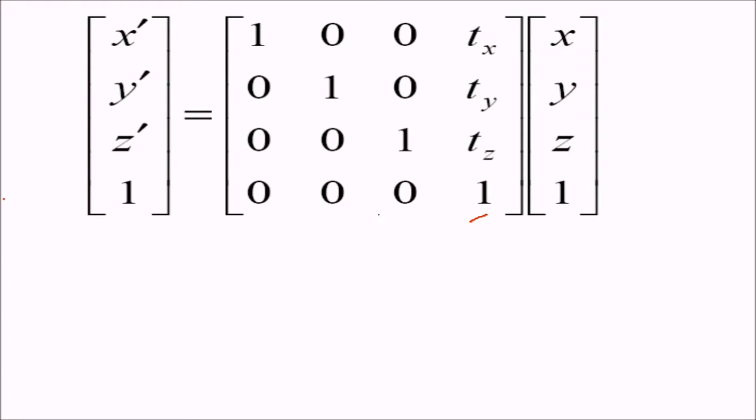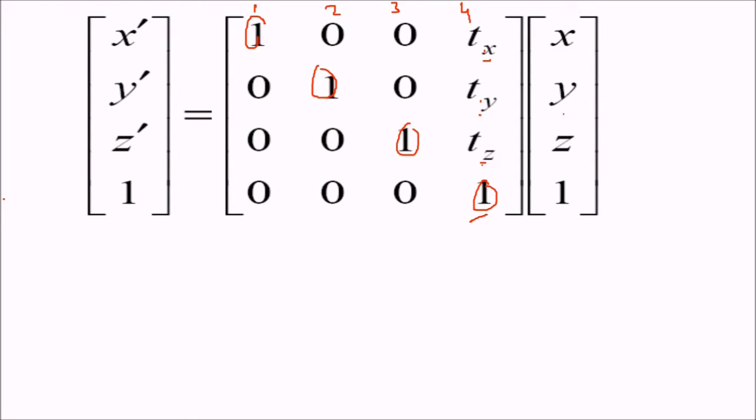So you need to observe certain things. First of all, the translation vectors tx, ty, tz are on the fourth column. This is the first, second, third, and fourth. These are on the fourth column, tx, ty, tz, and all the diagonal elements of this translation matrix are unit, that means 1. This is how you form tx, ty, tz here, and 1 in the diagonal.